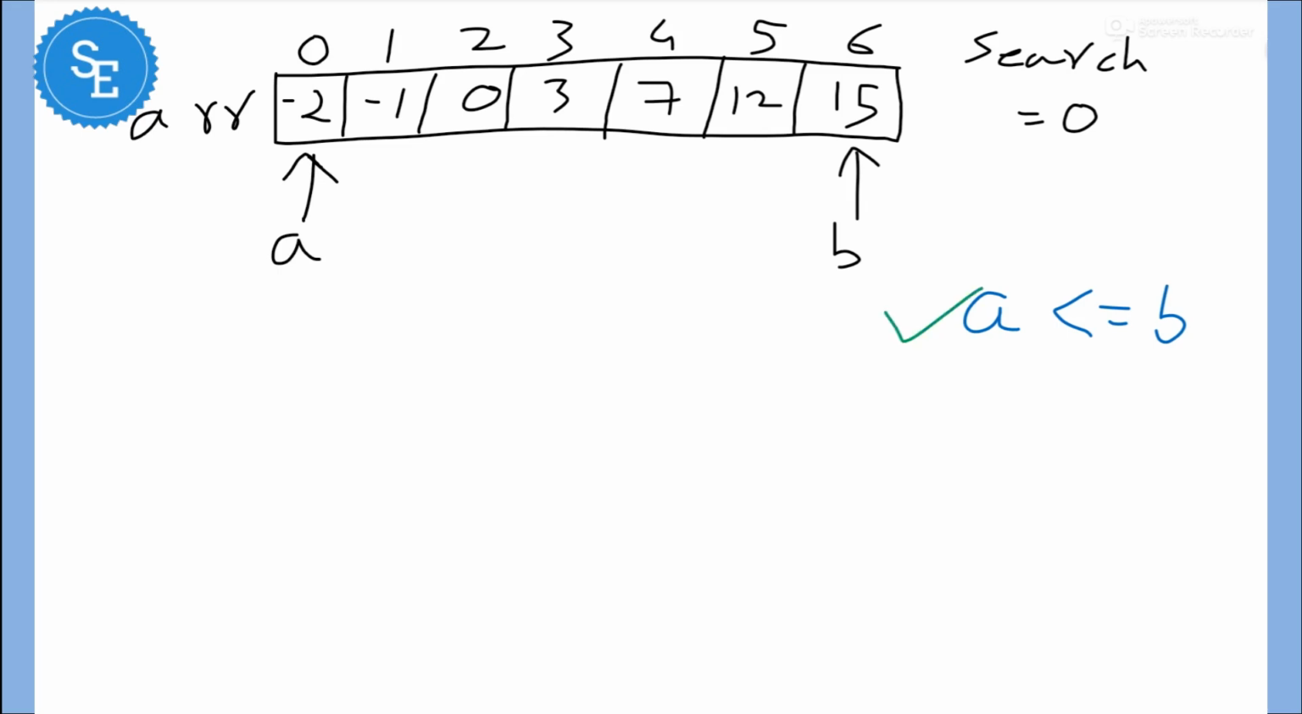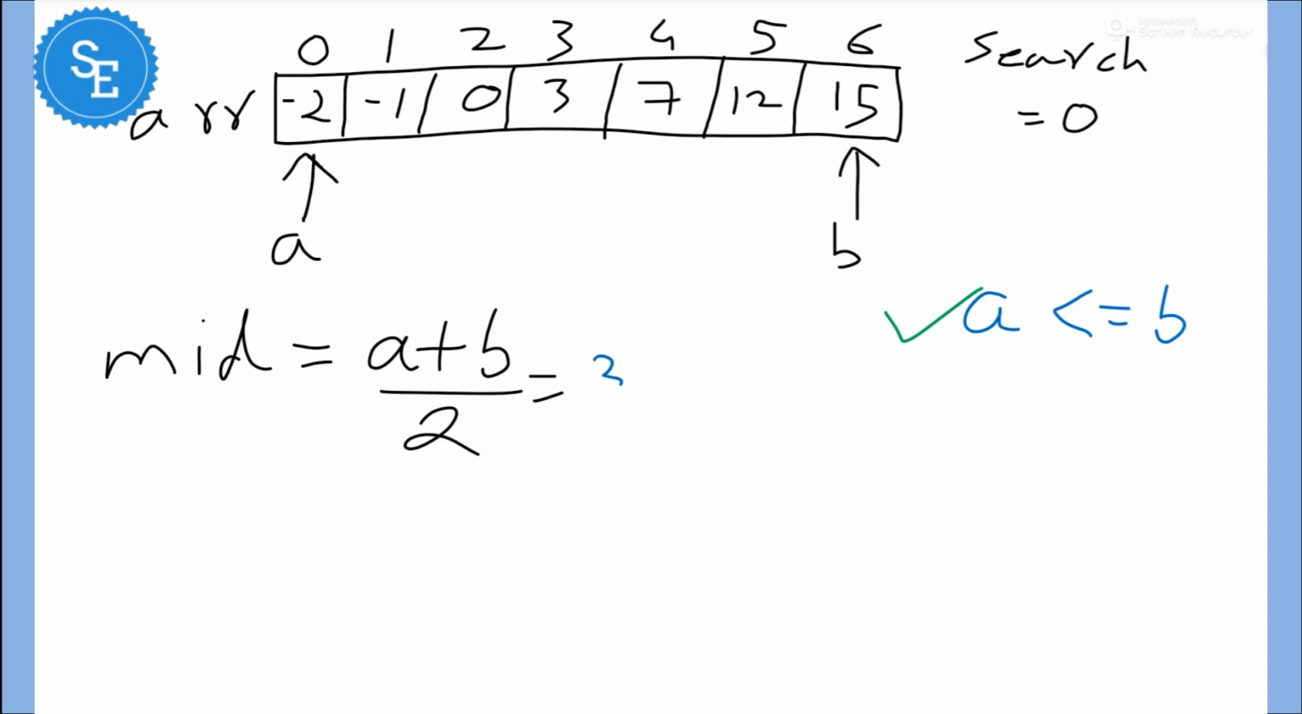Now the next thing is to calculate the middle index. For calculating the middle index, we will use the basic formula: mid is equal to (a plus b) by 2. In the first step, our middle value comes out to be (0 plus 6) by 2, that is 3. So our middle variable will be pointing at this position. We have the middle value here.